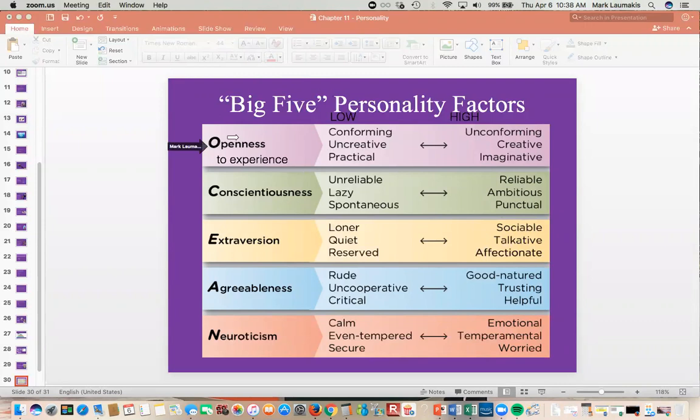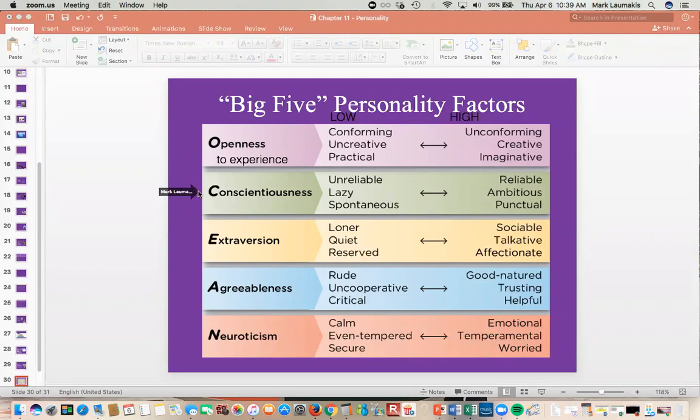So if I'm high on this dimension, I might be described as unconforming, creative, imaginative, just kind of willing to take risks. If I'm low on that openness to experience dimension, I'm conforming, I'm uncreative, I'm relatively simple and practical, okay? I don't want to go and try a bunch of whole new different kinds of foods if I'm low on openness to experience.